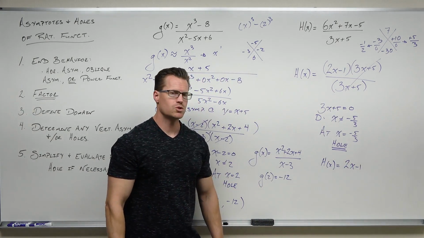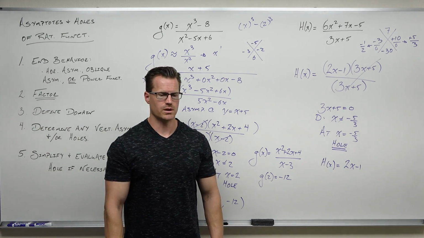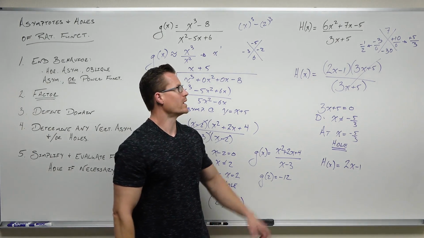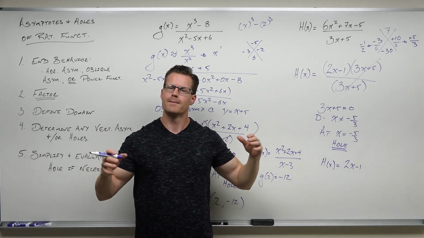We just get 2x minus 1. Now I'm going to pause because there should be just this question in your head. You should be going, but wait, you said that's 2, that's 1. You should have an oblique asymptote. Where'd that go? Oh no!